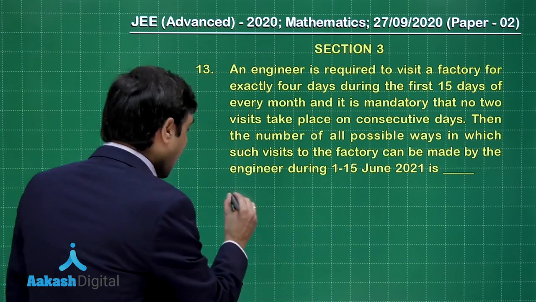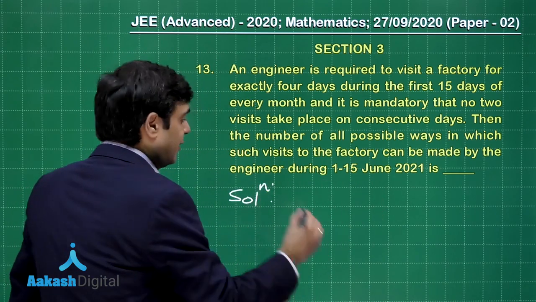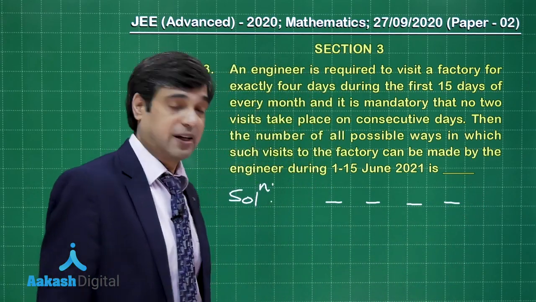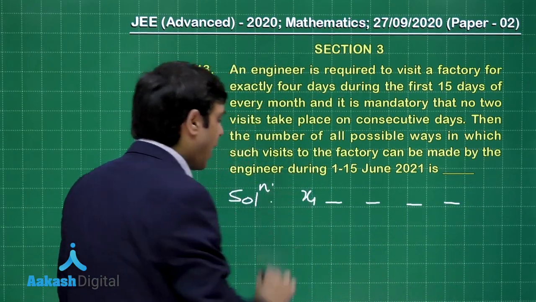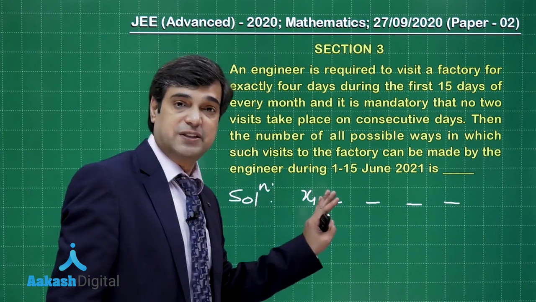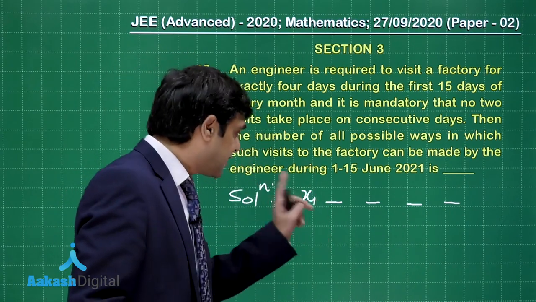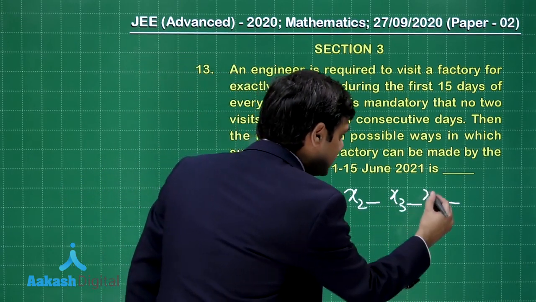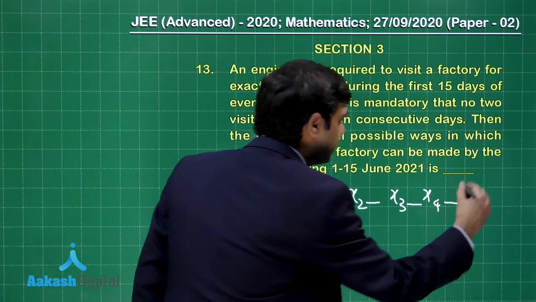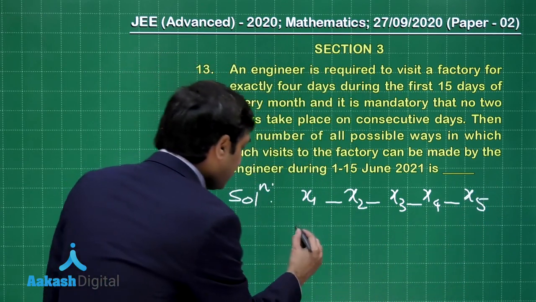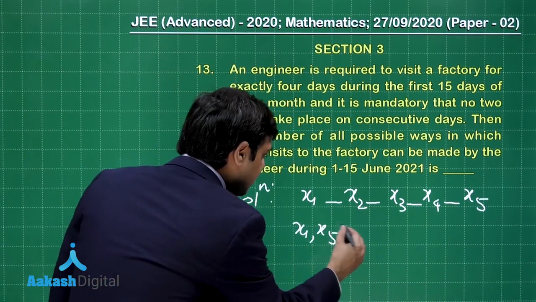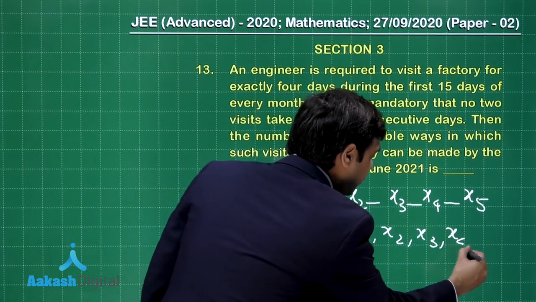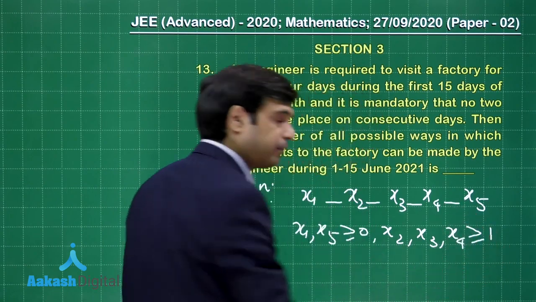Simple question. How to start it? Let's say 1, 2, 3, 4. These are the days when he is visiting. X1 days are previous to the first visit. That means he visits the first time after X1 days. Then X2 days, then X3 days, then X4 days, and X5 are still remaining. Clearly, X1 and X5 are greater than or equal to 0. X2, X3, X4 are greater than or equal to 1.